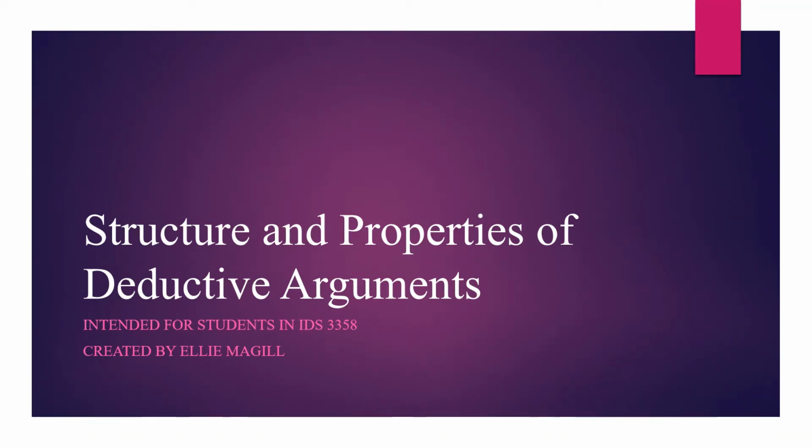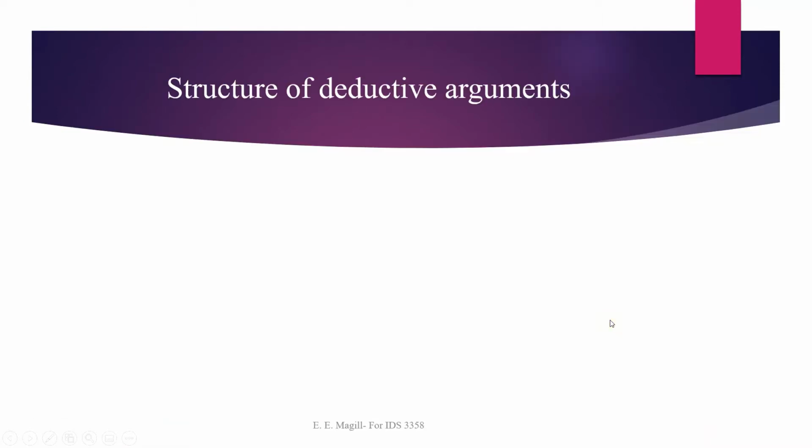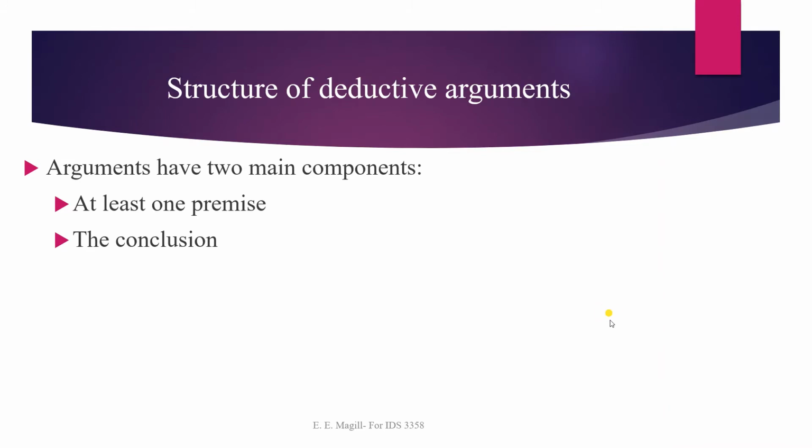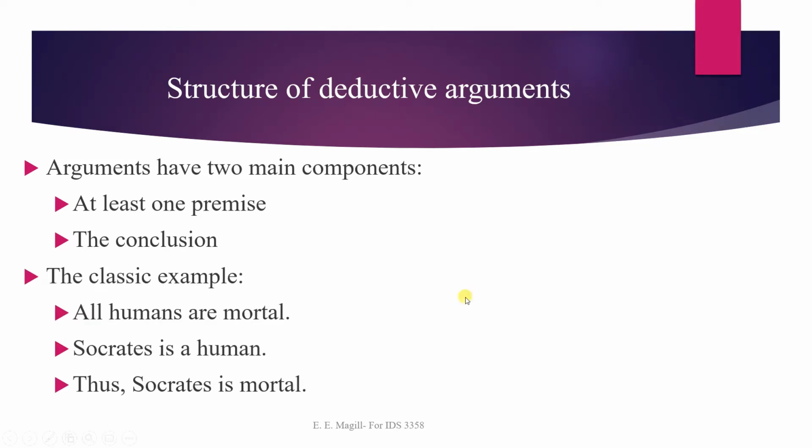Now that we've covered the basics of deductive reasoning in general and the properties of sentences and sets of sentences, it's time to get into the main focus of this course, which is arguments. So the anatomy of deductive arguments is pretty simple. You have at least one premise, usually more than one, and then the conclusion that the premises are supposed to prove. Here's the classic philosophy example. All humans are mortal. Socrates is a human, thus Socrates is mortal.